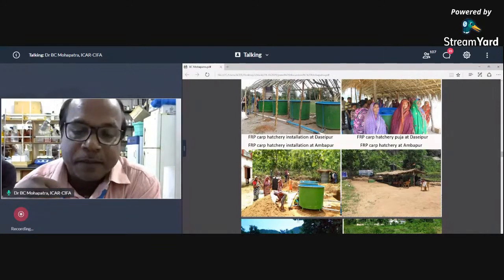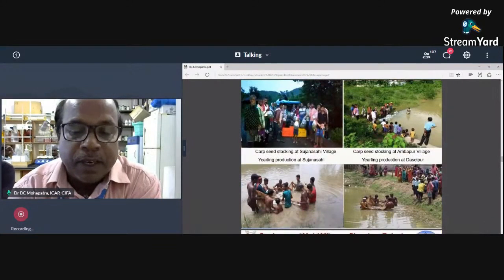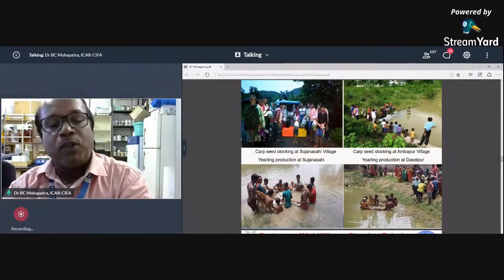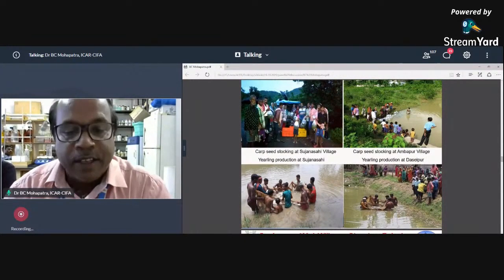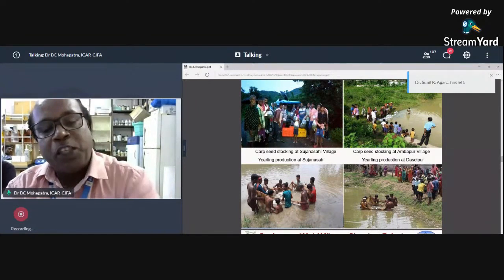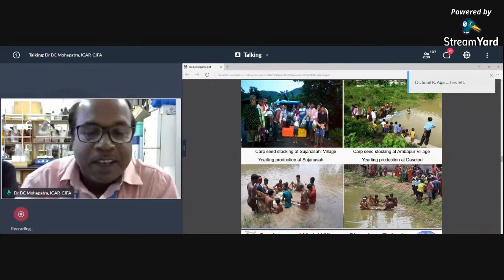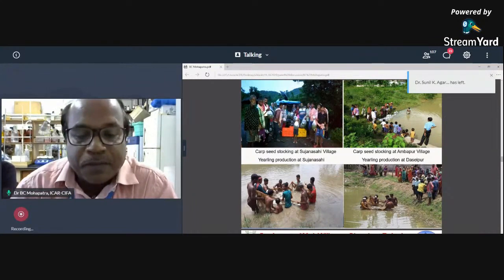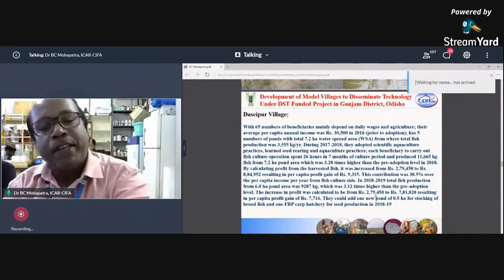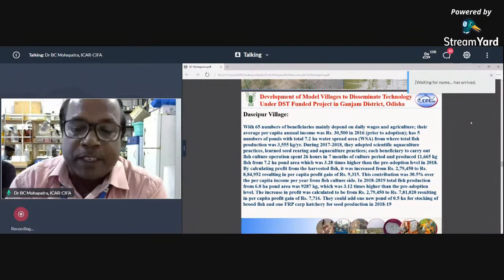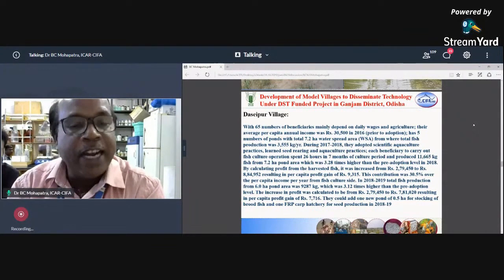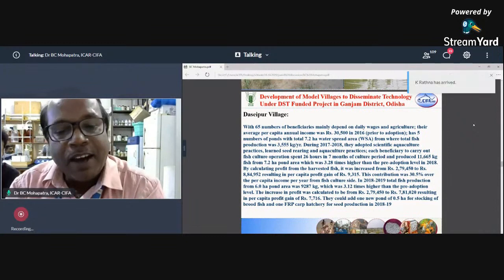Next one, please. Next one. Yes, next one. Actually, their income has now increased 3 to 4-fold, and it has created a big impact. All these NGOs have now been nationally awarded. I'll show the next one. Next one, please. Yes, development of a model village. This model village has been published, and almost all papers in Odisha highlighted this particular story.